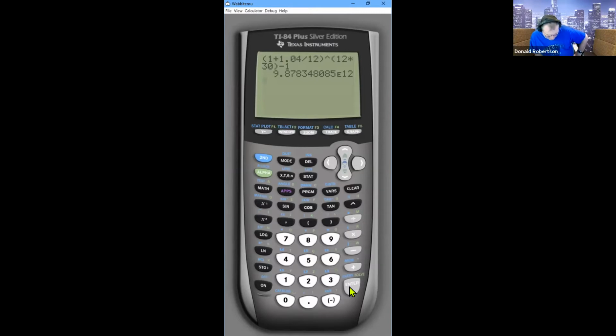Okay. Now, I'm going to divide it by step 2. So I just hit divide and the calculator will use that. And step 2 was, put a bracket around it, 0.04 divided by 12. Close brackets.